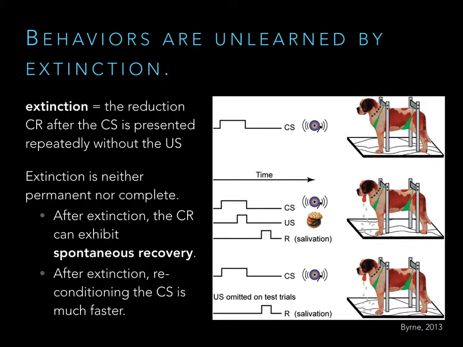Now, this extinction isn't complete or permanent. Sometimes you'll see spontaneous recovery when you're studying classical conditioning in animals. Whenever we work through our phobias, sometimes they will come back briefly, and after extinction, it's also much easier to recondition. So once the dog unlearns this pairing, you can quickly recondition it by pairing the tone with the food, and that'll lead to much faster learning than it had initially.